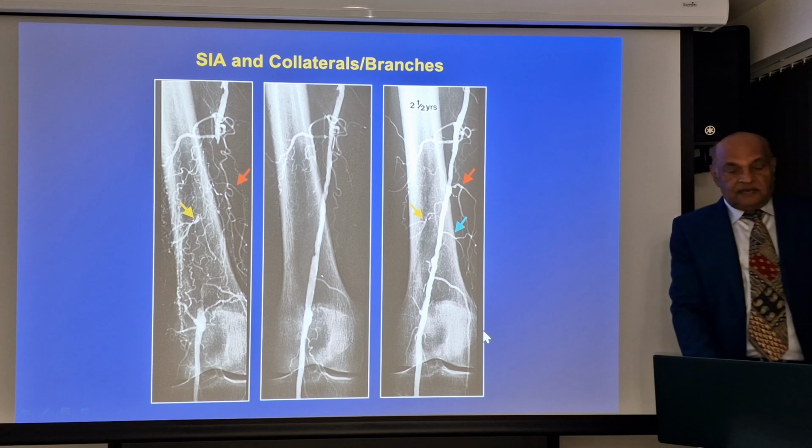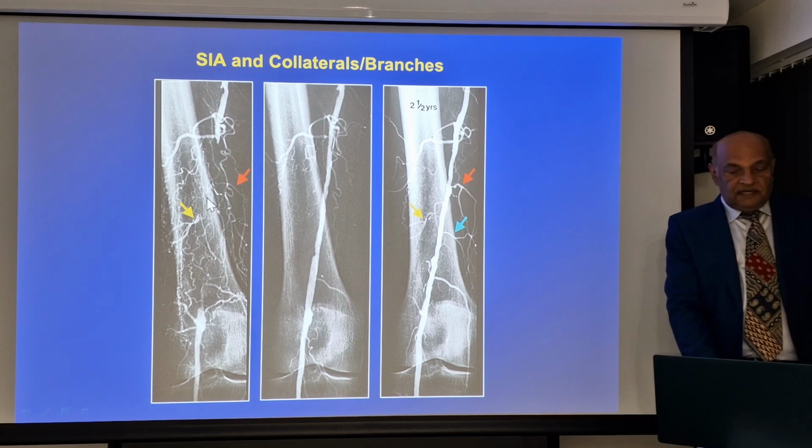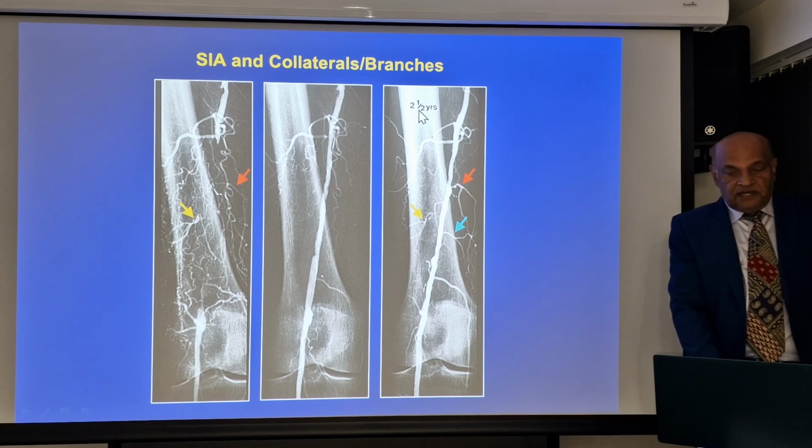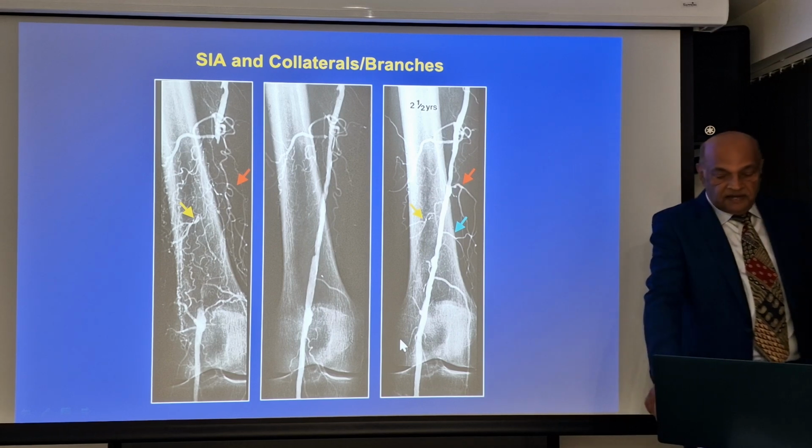Another quick example of the same is this artery in the right leg, which is blocked, and following a successful opening, or what we call recanalization, you can see that at 2.5 years there is still good blood flow maintained to that leg.